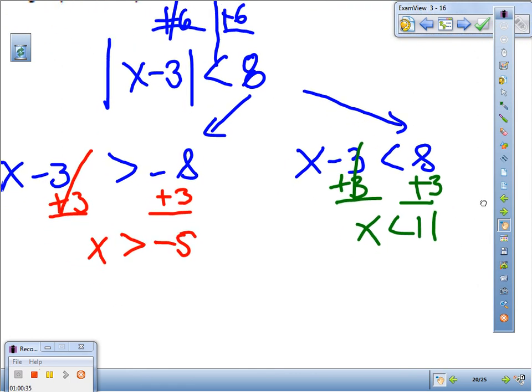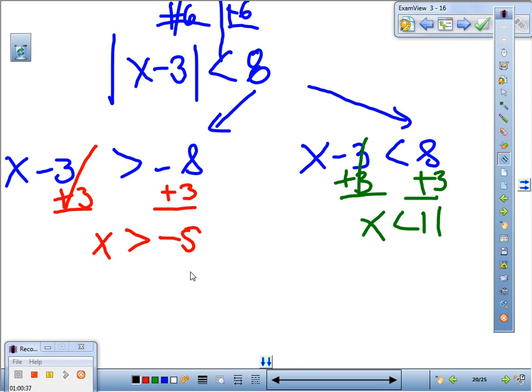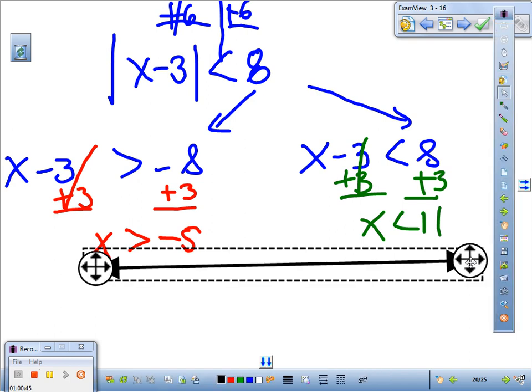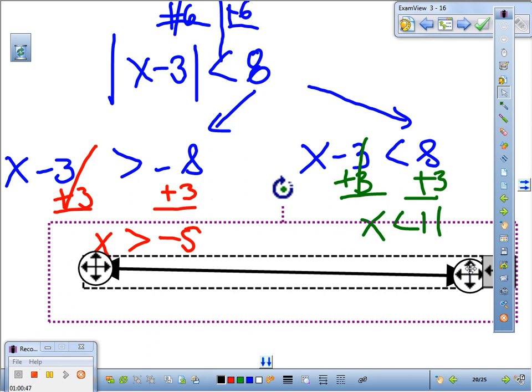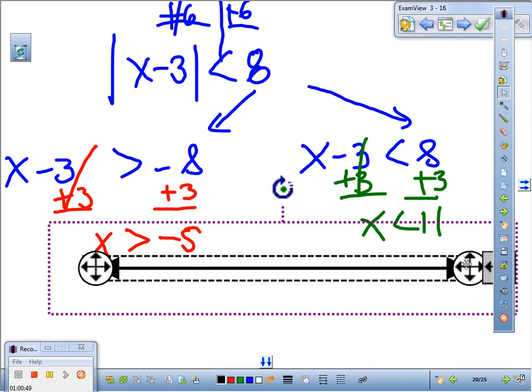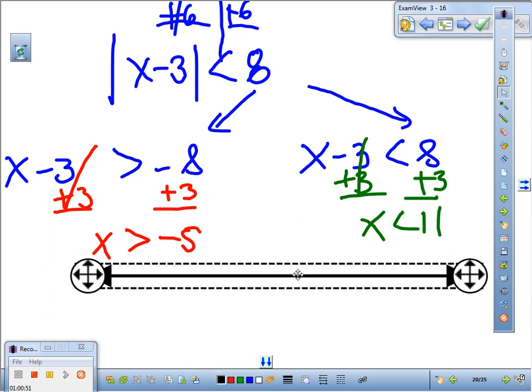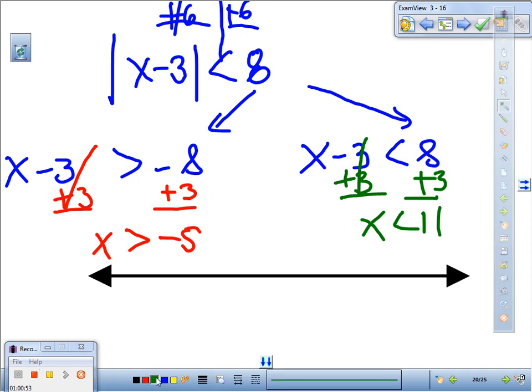All right, let's graph that. I'm going to graph that underneath. Is that crooked or a little bit? All right, here we go. 0. Negative 5 is right here. I'm going to start with the red one. It's an open point because it doesn't have the equal sign. Is that correct?